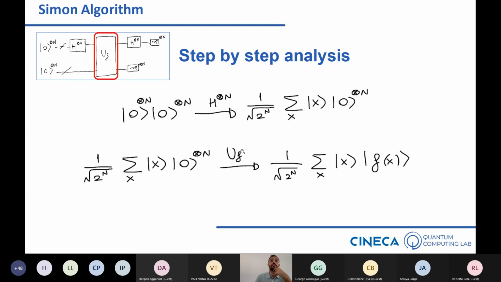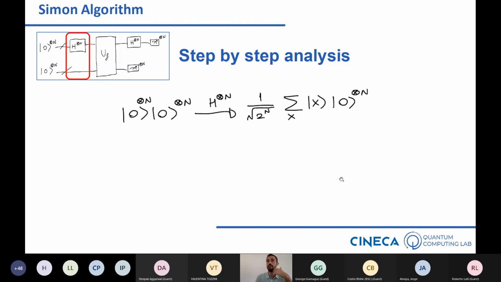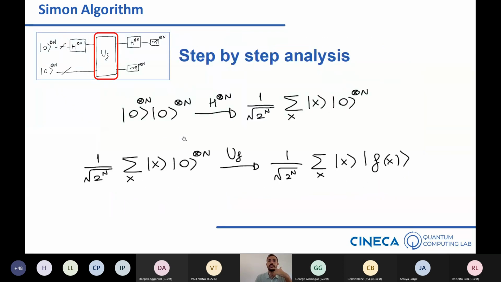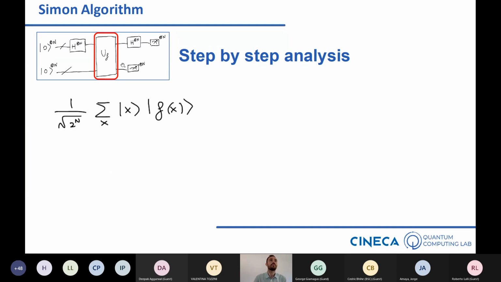Then we apply U of f. U of f again performs the thing that we have seen before, but in superposition. So we simply apply the definition, but since we have a superposition, the f of x is inside this summation. So at this point, after the evaluation of the f, we are left with this state here.